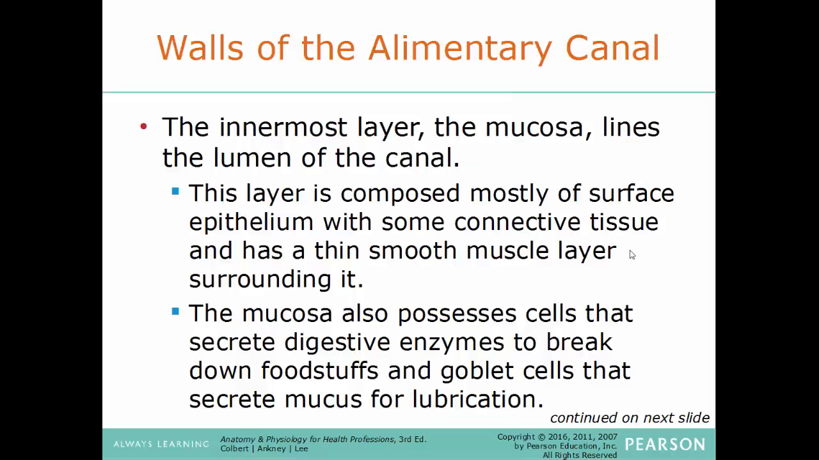Alright, now we'll talk about the walls of the alimentary canal. The innermost layer, the mucosa layer, will line the lumen of the canal. And this layer is composed mostly of surface epithelium with some connective tissue, and has a very thin, smooth muscle layer that surrounds it. And the mucosa will possess cells that will secrete digestive enzymes to break down foodstuffs, and then goblet cells that will secrete mucus for lubrication. So the mucosa layer will help make mucus in order to protect the tissue below it, and also to lubricate the food as it travels by.